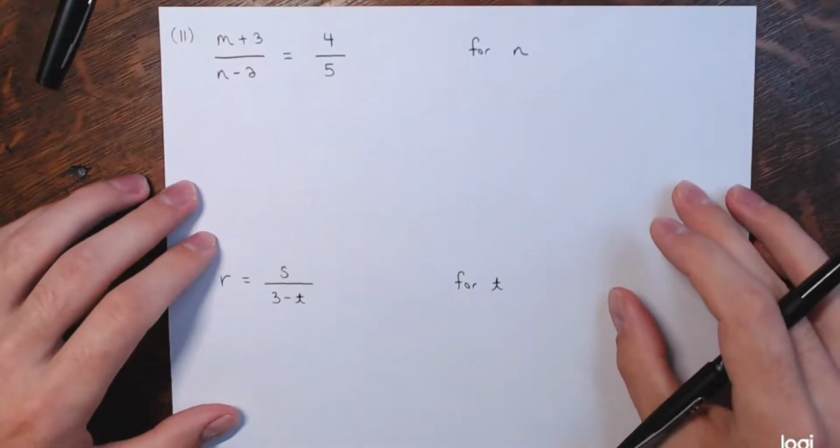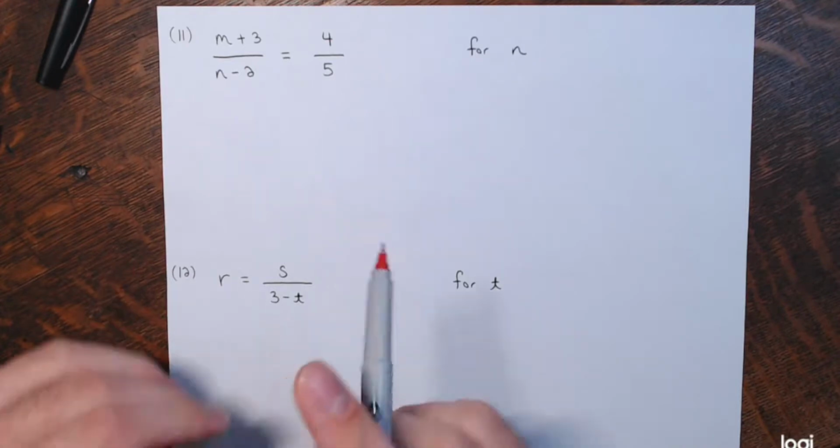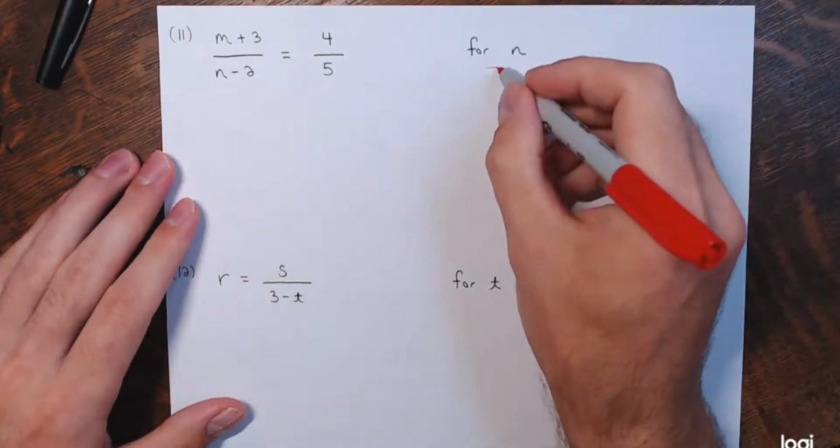All right. Example 11. Again, all the same steps. Here I have variables m and n. We're asked to solve for n.